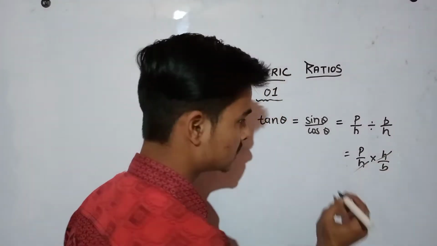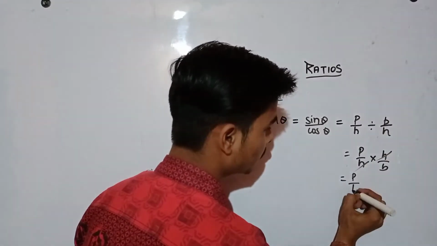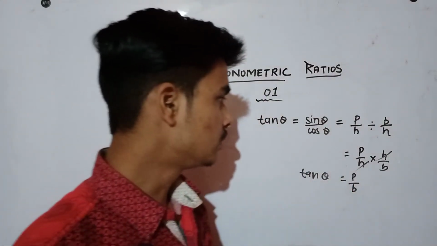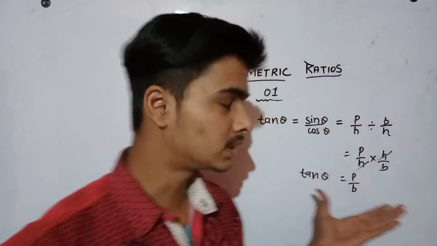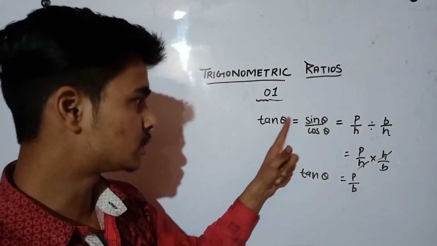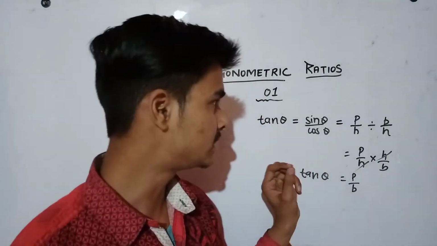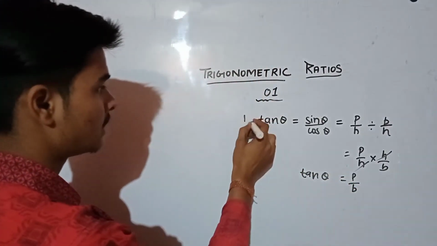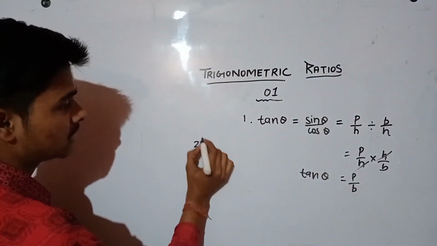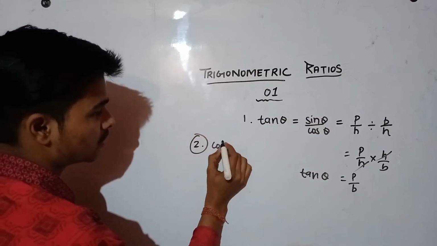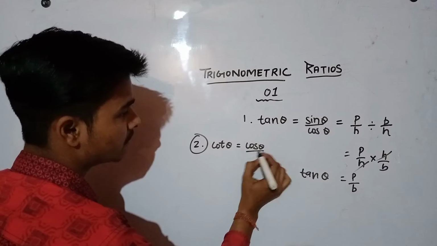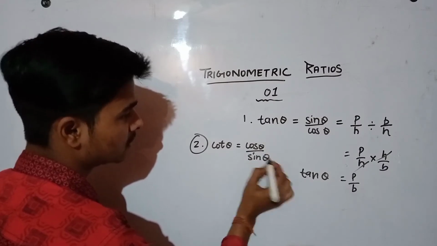H and H got cancelled, and perpendicular upon base is nothing but tan of theta. So by this derivation you can see that tan of theta is equal to sine upon cos. Tan theta is equal to sine theta divided by cos theta. And in a similar manner we can write the next formula, that cot of theta is equal to cos of theta divided by sine of theta.